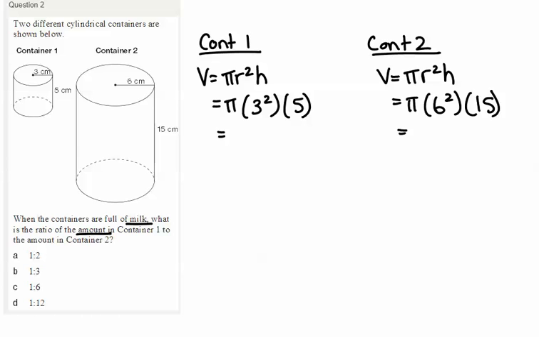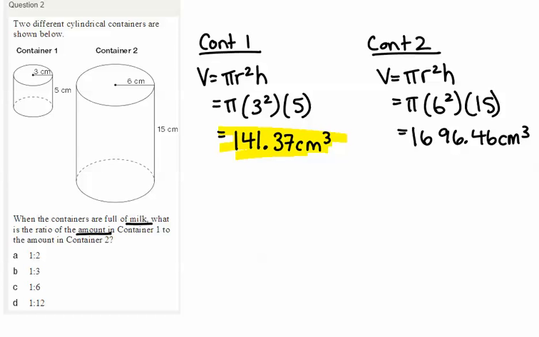So container 1 would equal about 141.37 centimeters cubed. And container 2, sorry, I'm just calculating, pi times 36 times 15. Whew, it's big. 1,696.46 centimeters cubed. Okay, so we found the volume in container 1 and container 2. Now we want to know when they're full, so that's how much milk they would have.